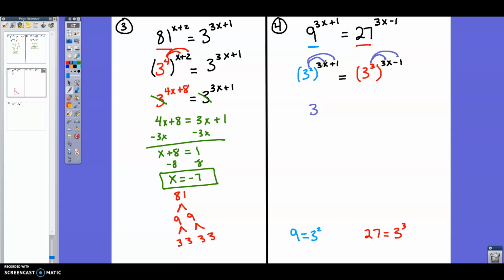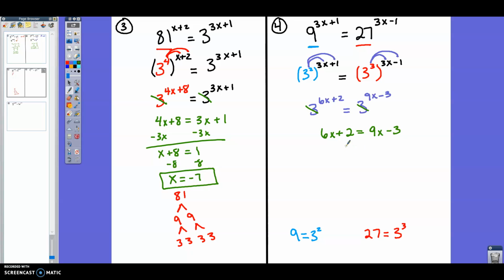So we end up with 2 times 3x is 6x. 2 times 1 is 2. Then here we have 3 times 3 is 9x. Or I guess 3 times 3x. And then we have 3 times negative 1, which is negative 3. So now that we have all of the powers raised to a power taken care of, and our bases are the same, we can ignore the base, and we set the exponents equal to one another. So we have 6x plus 2 equals 9x minus 3.